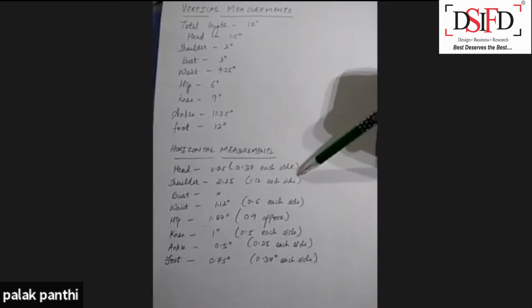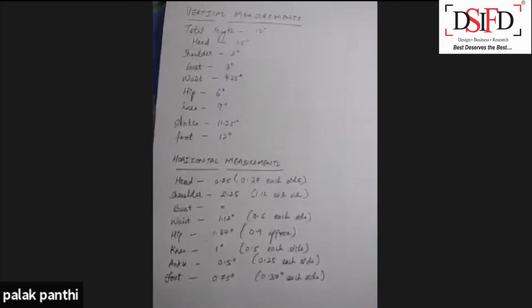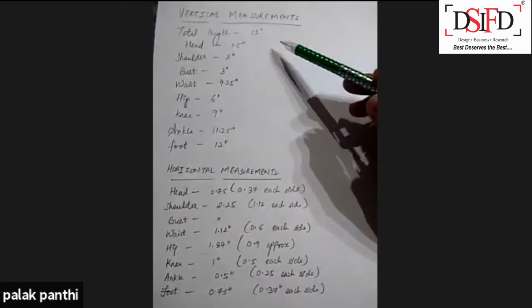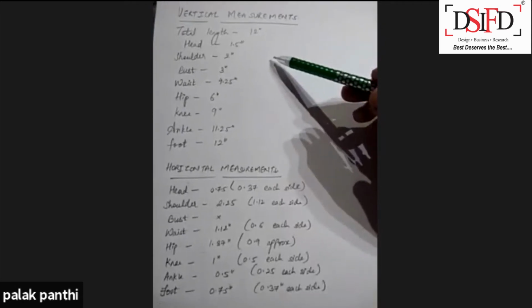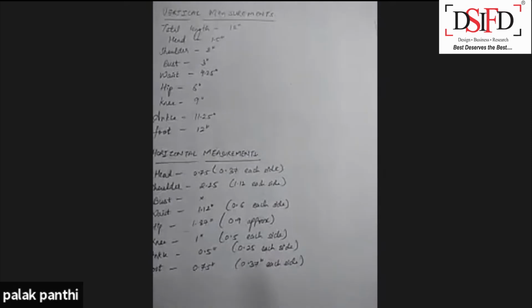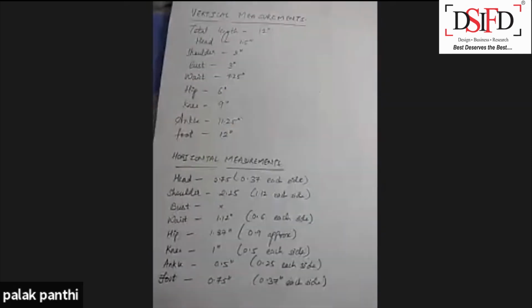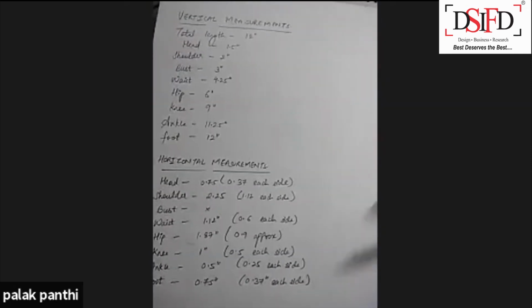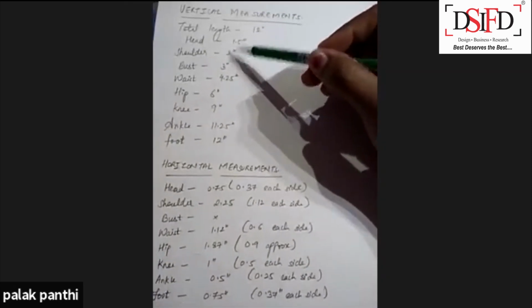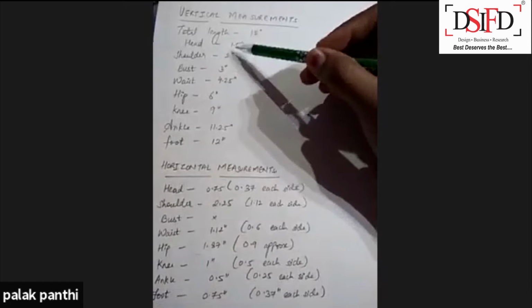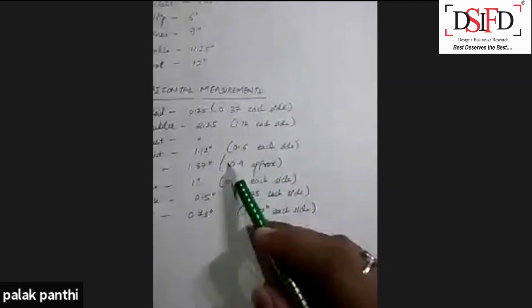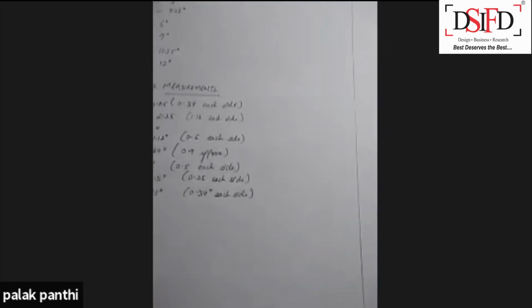These are the measurements for the female figure. You can note them down later on. In the female figure, we draw a 12-inch long body. Like how we did 4.5 in the kids figure, here we do 12 inches long. Here the head is 1.5, shoulder 2. All these measurements you have to draw on a 12-inch long line. Again, the horizontal measurements are divided by 2 and written in brackets.